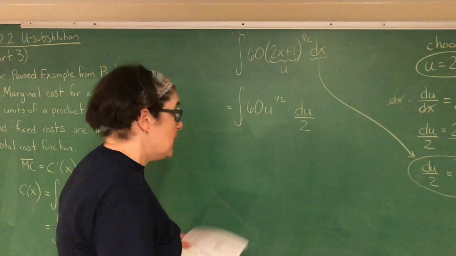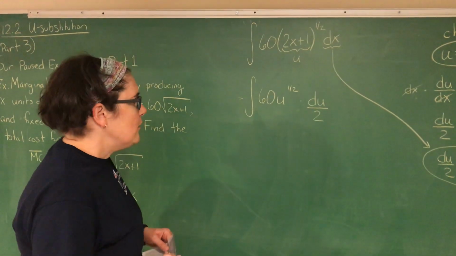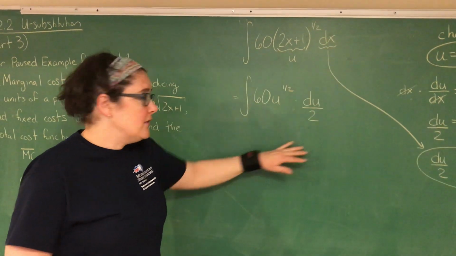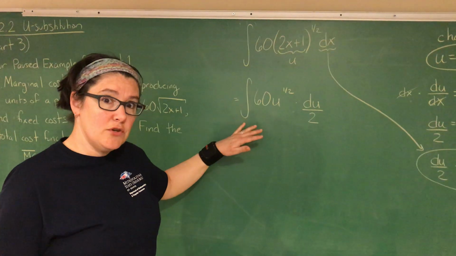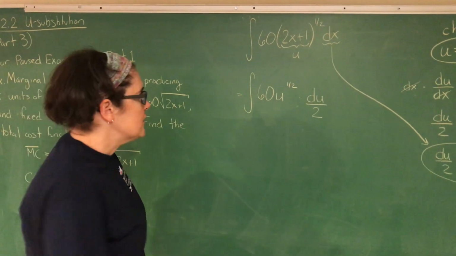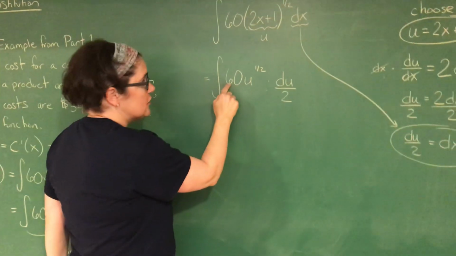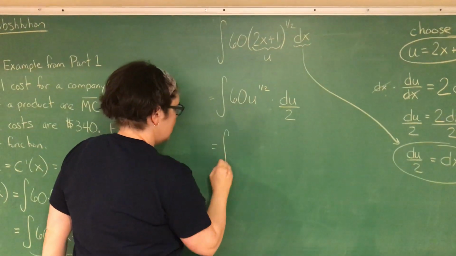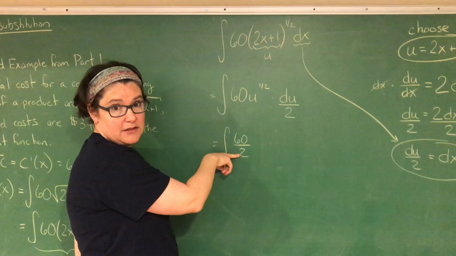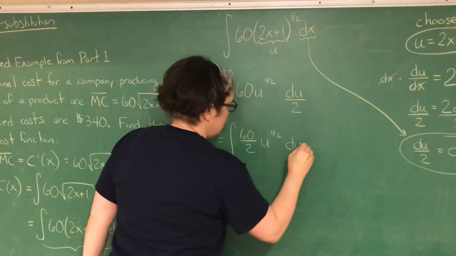Now, in all of the examples we've seen up until this point, we've had some x's in this denominator that we've needed to cancel. Right now, this integral is entirely in terms of u already. So that's good, but we can still clean it up. For example, I have this 2 in the denominator. I can push it to the front so it joins with the 60. So I have the integral of 60. The 2 is in the denominator, so it's got to stay in the denominator. So I have 60 over 2 u to the 1/2 du.